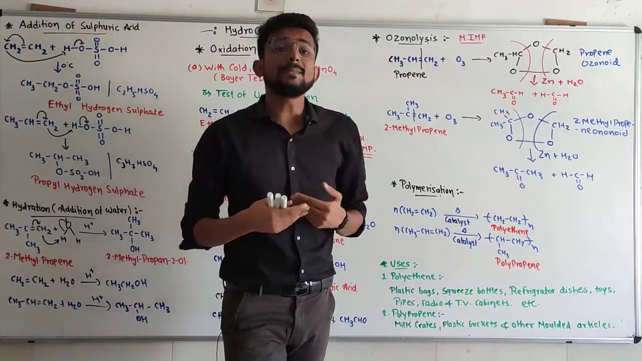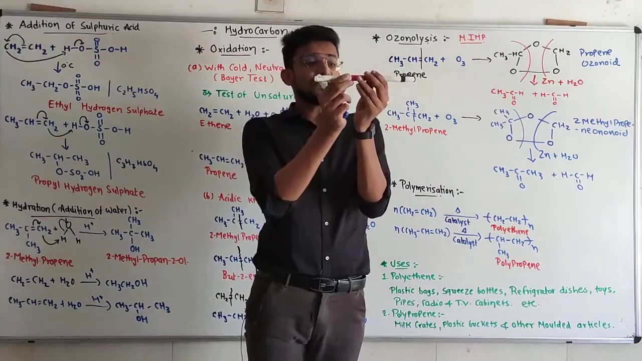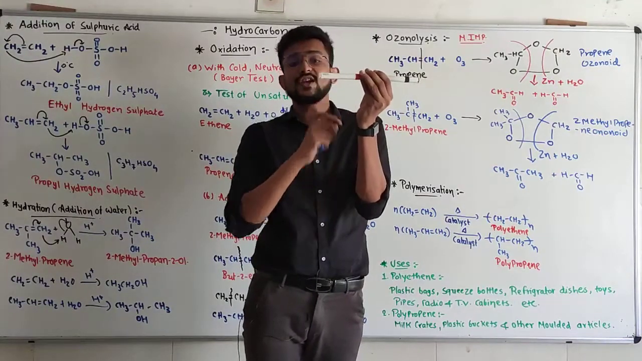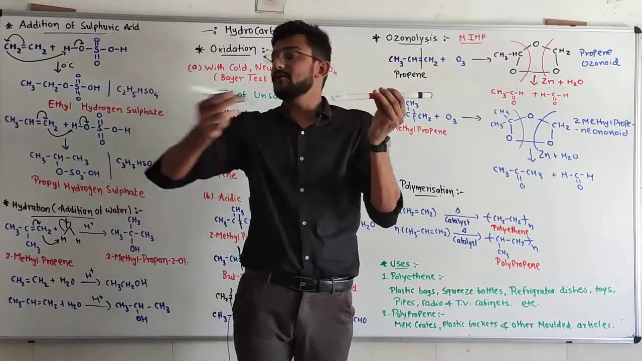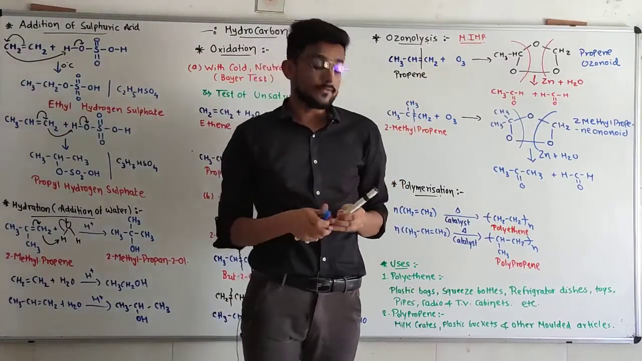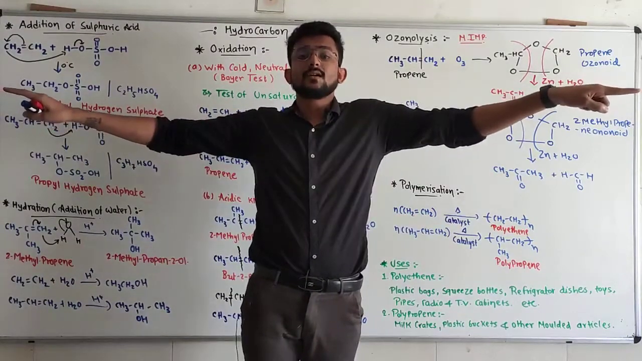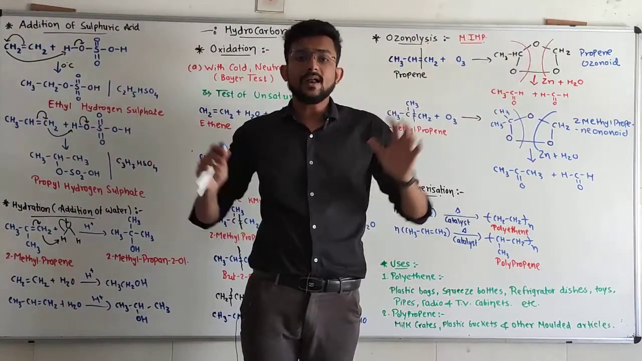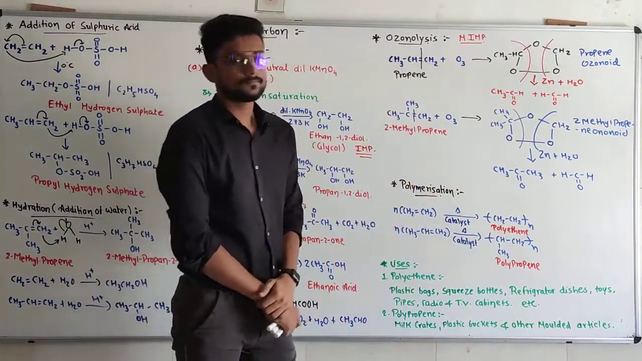Now, what will be repeating? CH2, CH2 combines with another carbon, CH2, CH2 combines with another carbon, CH2, CH2. Like this, 50 ethene molecules combine with each other, giving a 100 carbon chain, and a macromolecule is formed, and that is called polyethylene.